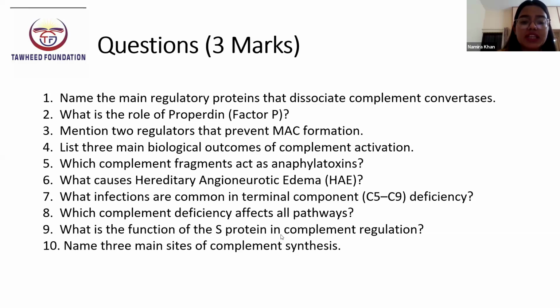Ninth, what is the function of S protein in complement regulation? It prevents insertion of the C5b67 complex into host membranes. This is the function of S protein in complement regulation. Tenth, name three main sites of complement synthesis. The three main sites of complement synthesis are liver, spleen, and phagocytic cells.